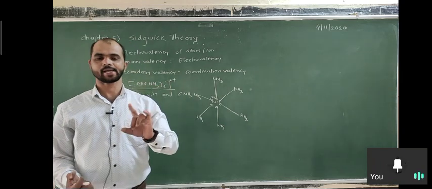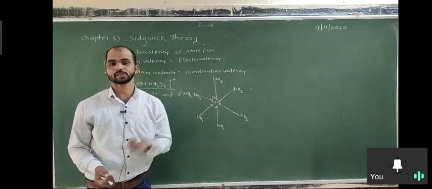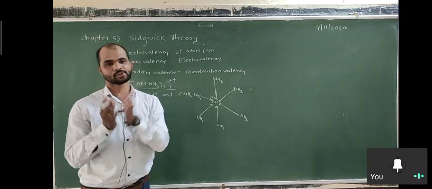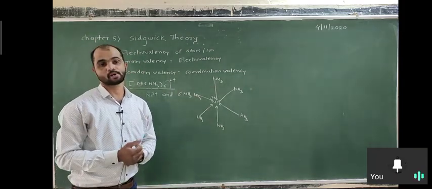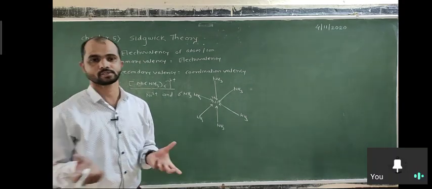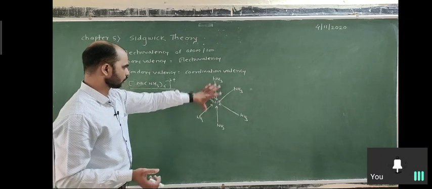So one ligand donates one pair of electrons. If there are 6 ligands here, how many electrons are donated? 12 electrons are donated by the ligands, and the metal atom or ion itself has its own electrons. Okay, so this is the structure.